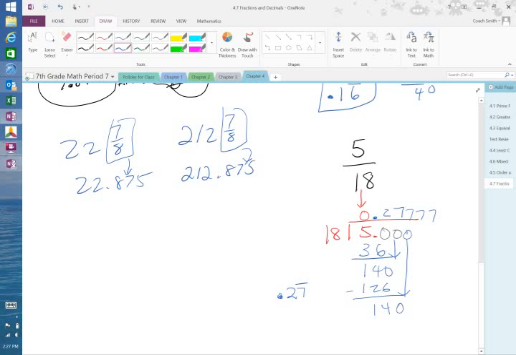So what if it has a whole number, like 1 and 5 over 18? Then it would be 1.27 with the bar over the 7.